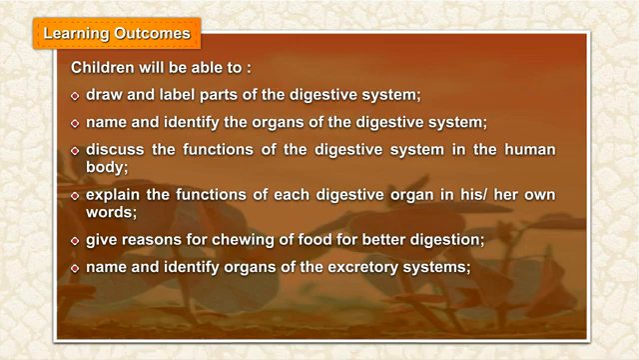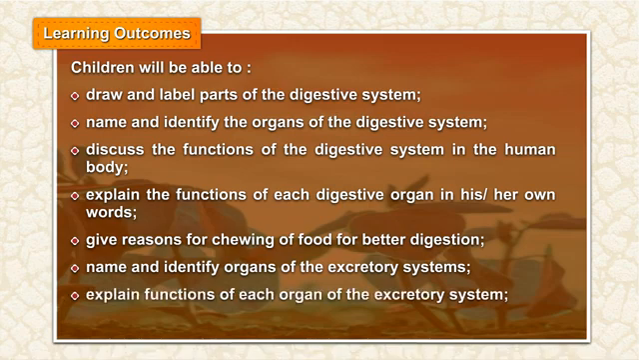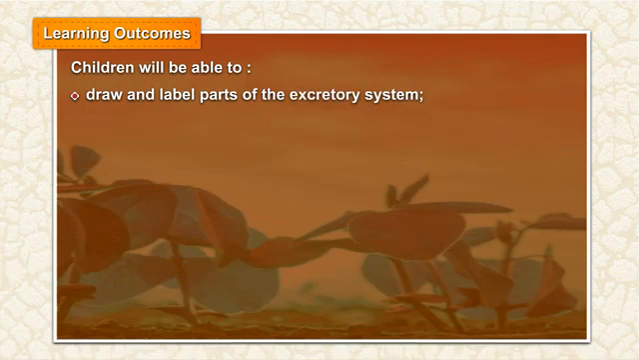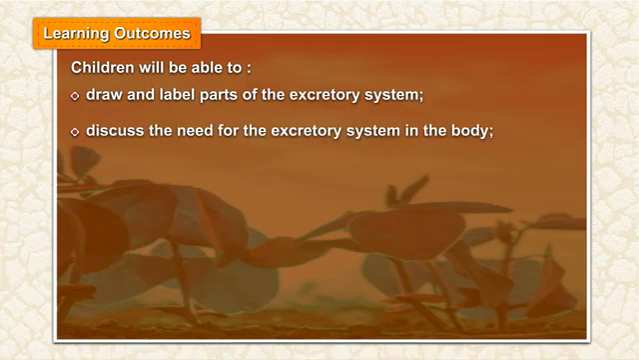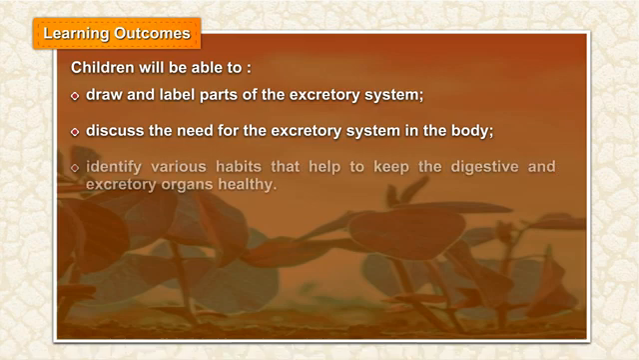Name and identify organs of the excretory systems. Explain functions of each organ of the excretory system. Draw and label parts of the excretory system. Discuss the need for the excretory system in the body. Identify various habits that help to keep the digestive and excretory organs healthy.